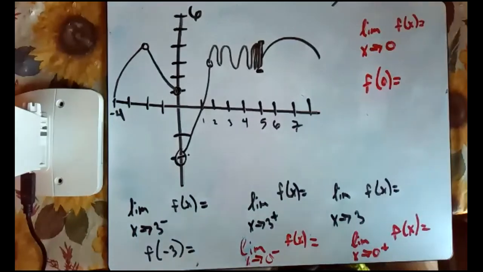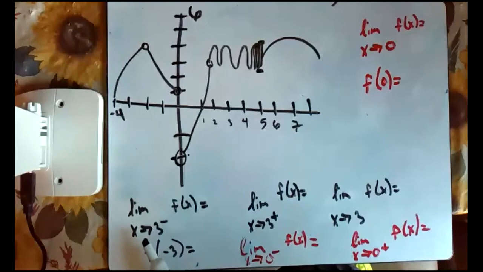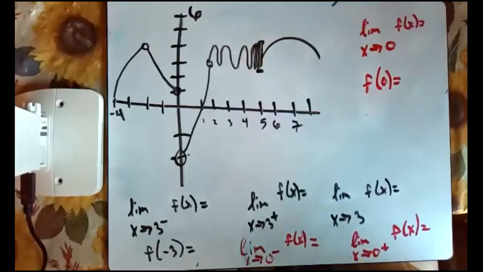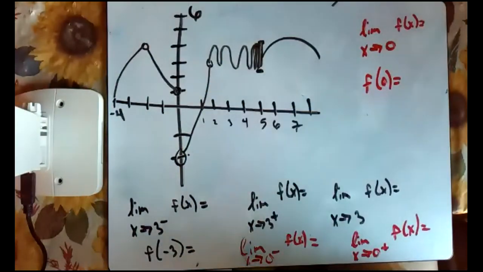But if we start with this right here, the limit as x approaches 3, oh, I'm sorry, this is negative. These should be negatives. Sorry about that. Or no, hold on.